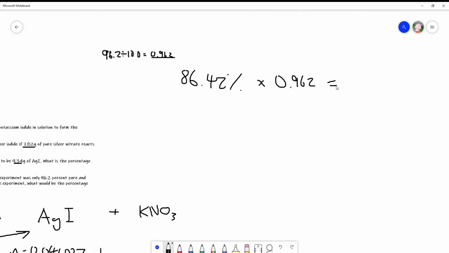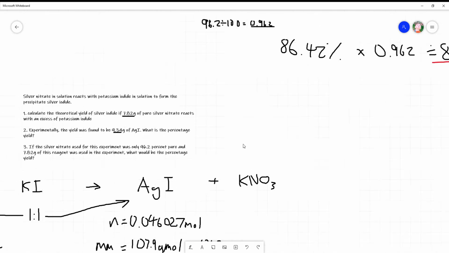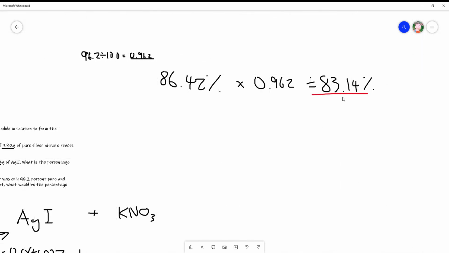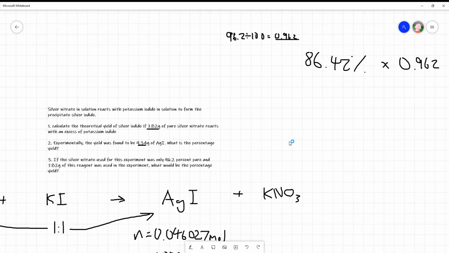And this gives us a total percentage of roughly 83.14%. And this would be the percent yield of part 3. So if the silver nitrate was only 96.2% pure, then the percent yield would be 83.14%.